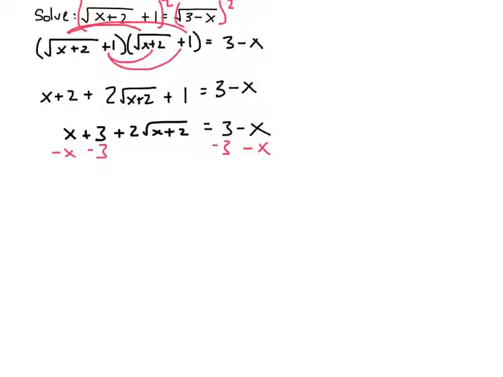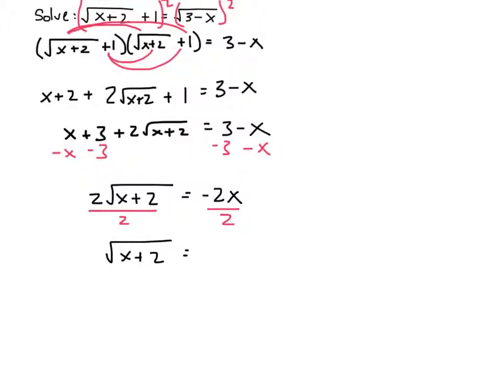Now I have 2 square roots of x plus 2 equals 3 minus 3 is 0, and negative x minus x is negative 2x. Don't you mean plus x? Yeah, it's supposed to be. So now that I have a 2 out in front of this root, I'm going to divide both sides by 2 to get the square root of x plus 2 is equal to negative x. Now both sides need to be squared. So that'll knock the radical sign off the left. So now I have x plus 2 equals negative x squared, which is x squared.